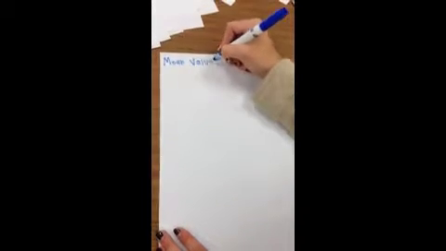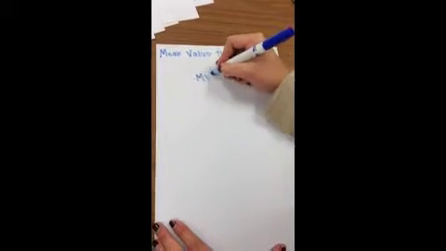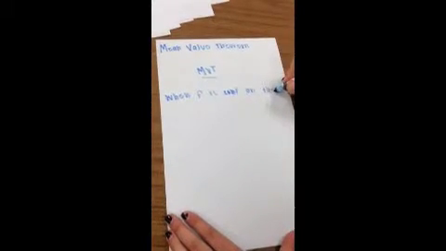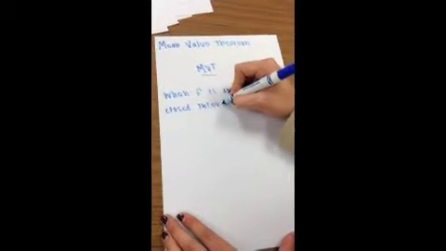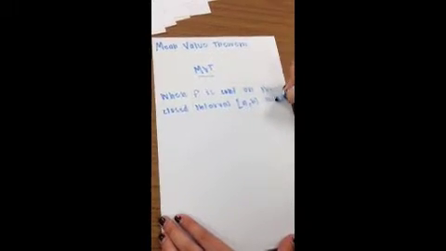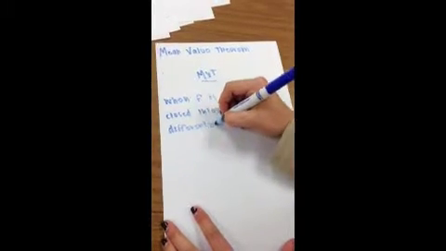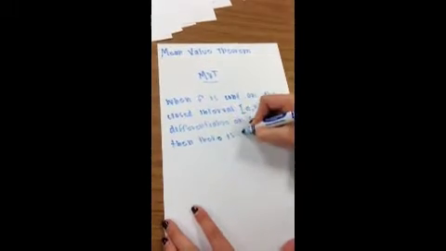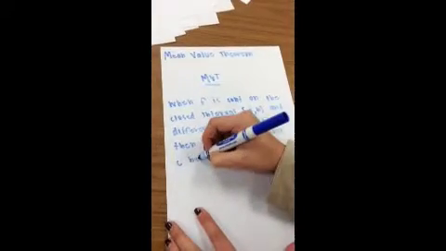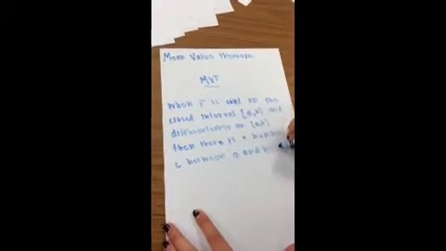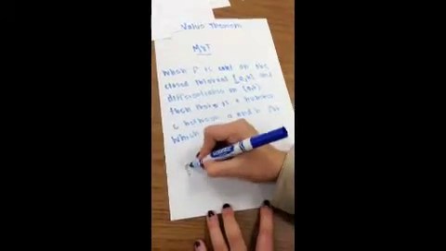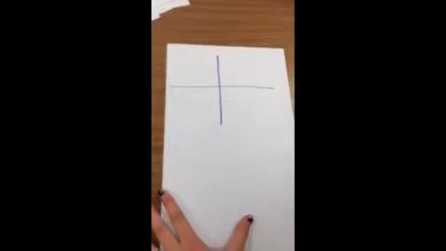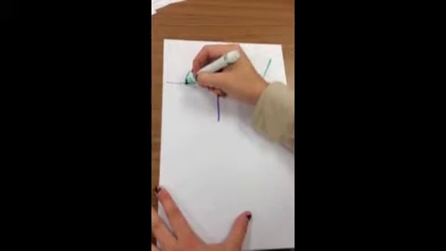Our last theorem is the mean value theorem, or MVT. When f is continuous on the interval a to b and differentiable on the interval a to b, then there must be some value c between a and b such that f prime of c is equal to f of b minus f of a over b minus a. This theorem is probably the most complicated, so let's look at a graph.